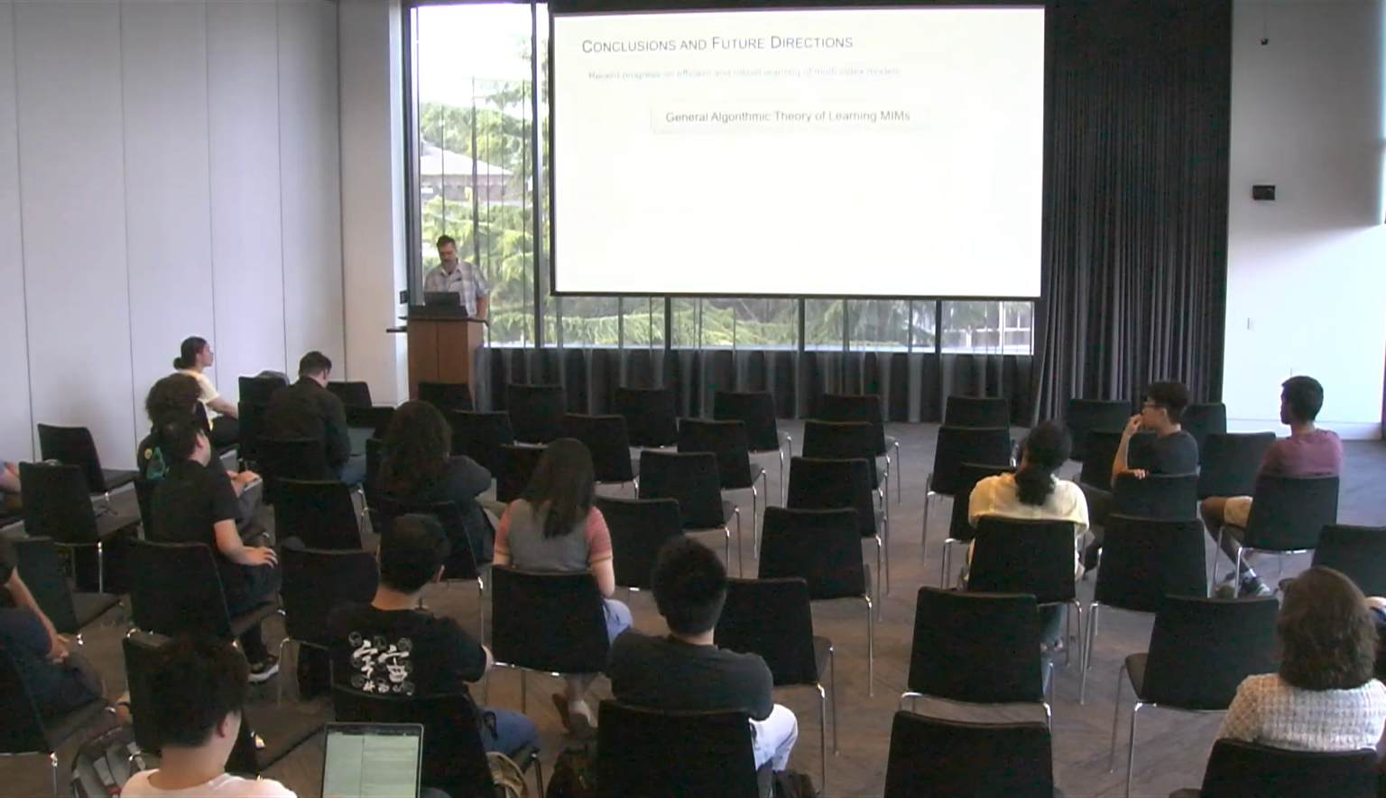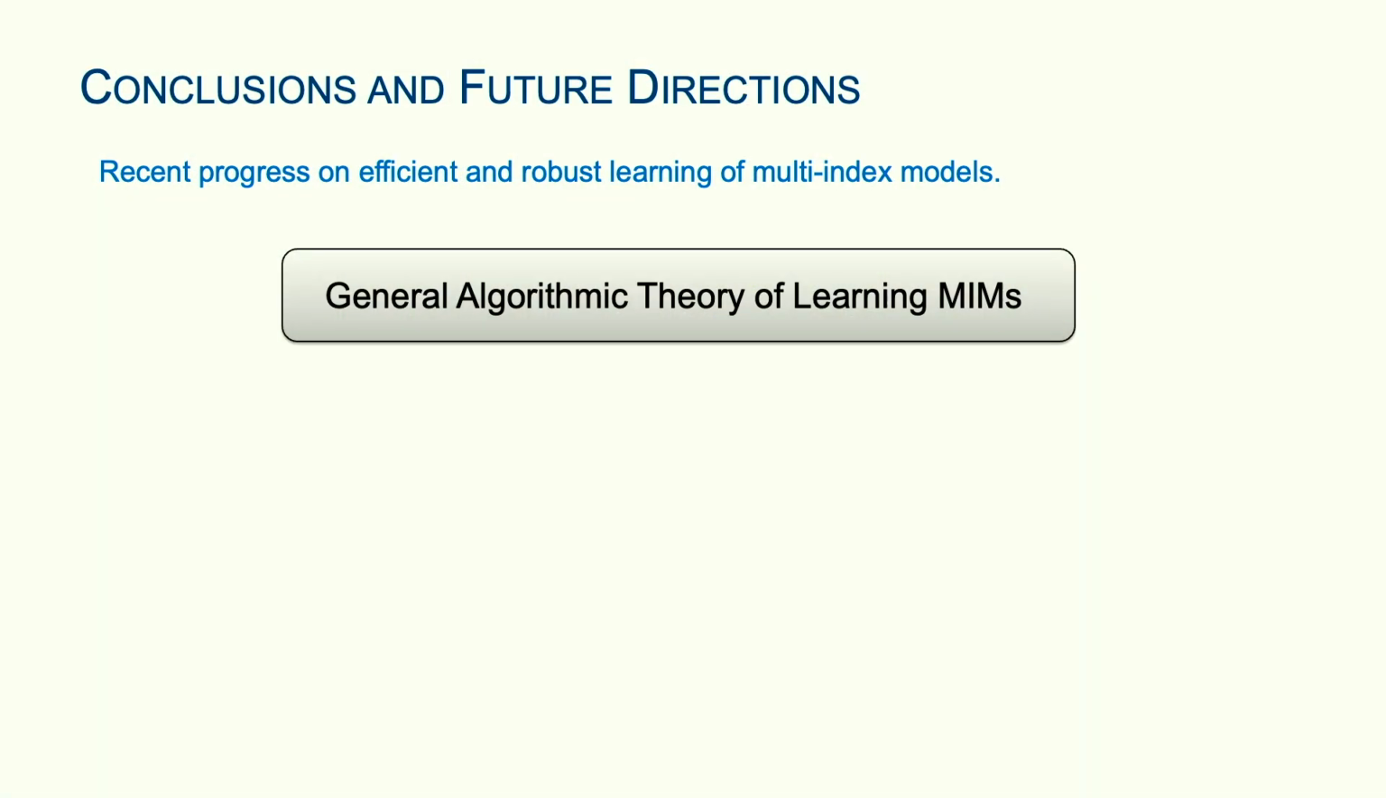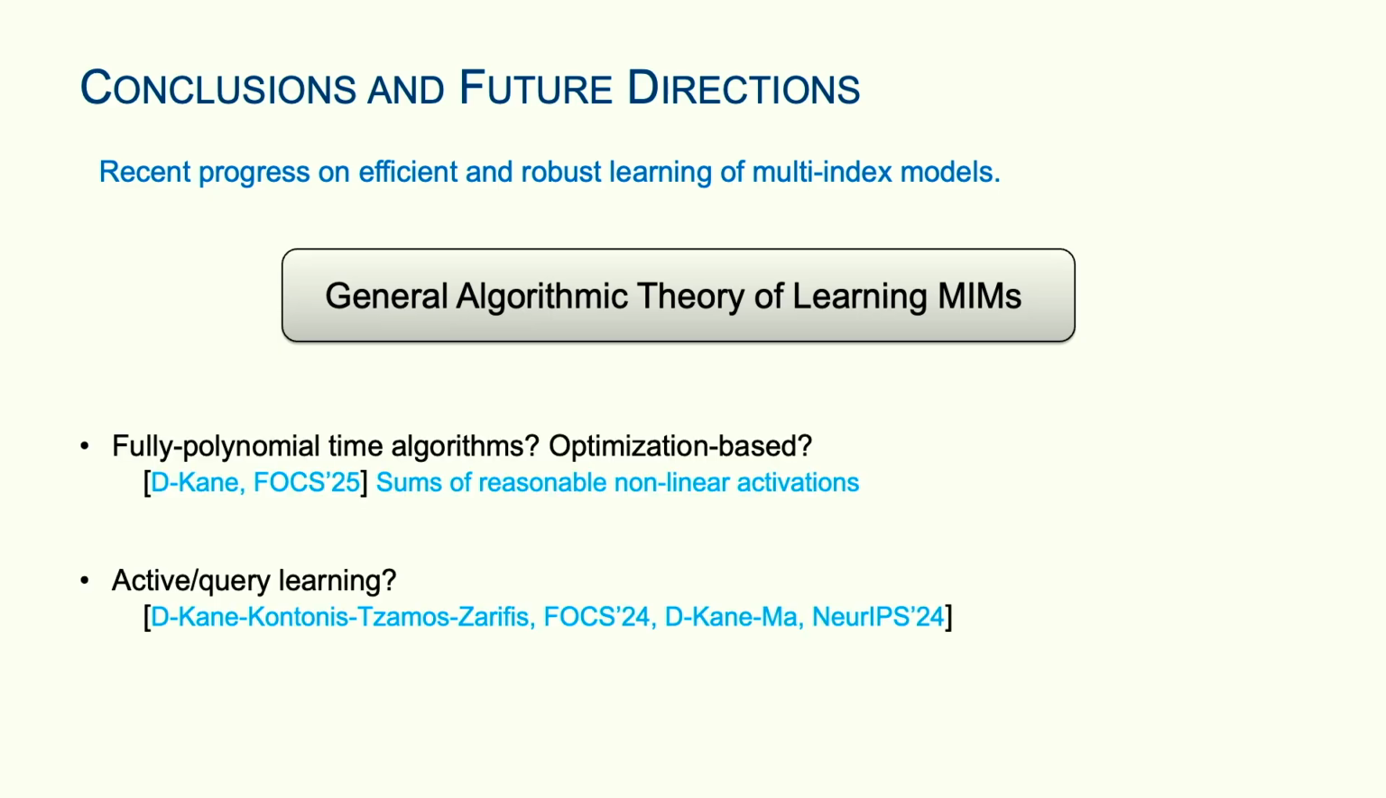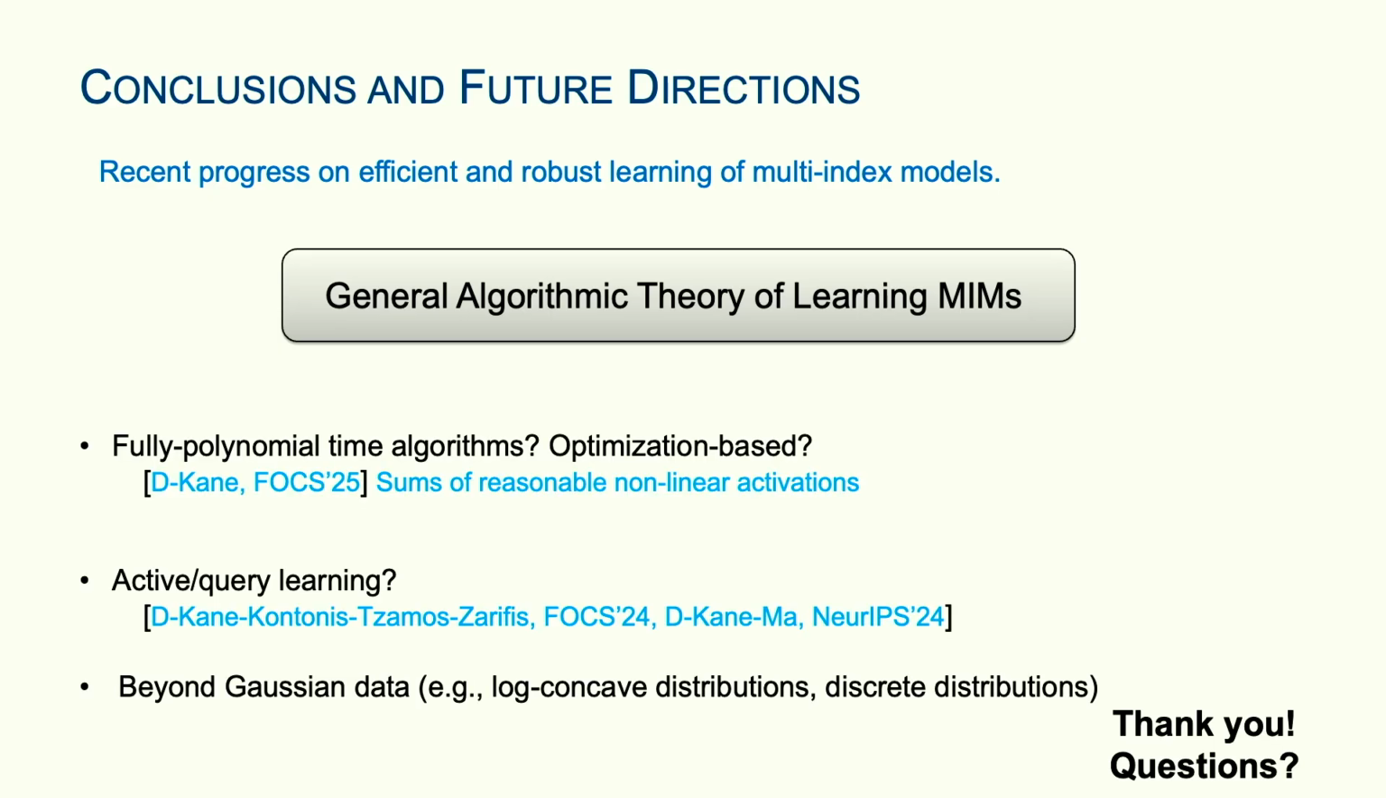All right, let me conclude, because I'm a little bit nervous about the time. This talk was a survey of recent progress on efficient and robust learning of multi-index models. Of course, we want to do much more. We want to develop a general theory, and some of the results I presented could be viewed as a first step in this direction, but there's a long way to go. Now, in terms of concrete problems, there are many. Of course, if we want fully polynomial time algorithms, the question my friend asked, these techniques that I presented are not good enough for that.